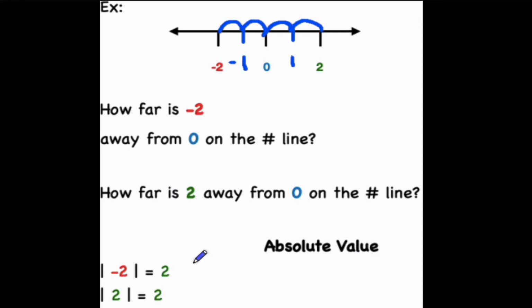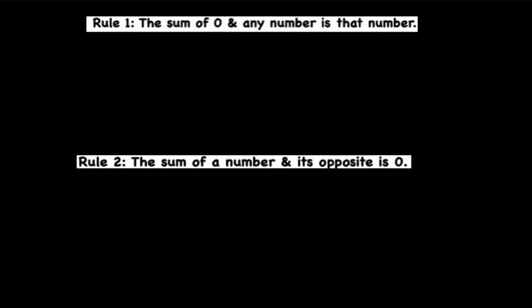Now, what if I asked you what is the absolute value of zero? And you will say that the absolute value is zero. Okay, so with that being said, let's go over our rules, and there are 5 rules. Okay, so rule number one.